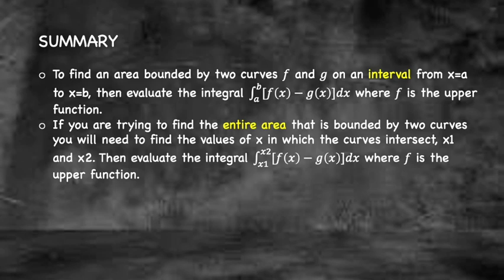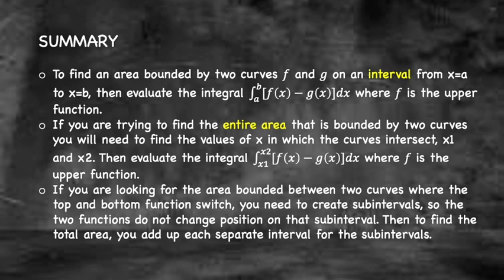So when you're trying to find the entire area, you need to find the intersection points first, and then you evaluate the integral of f of x minus g of x. Whichever intersection point is bigger, that's going to be your upper limit. And whichever intersection point is smaller, that will be your lower limit.